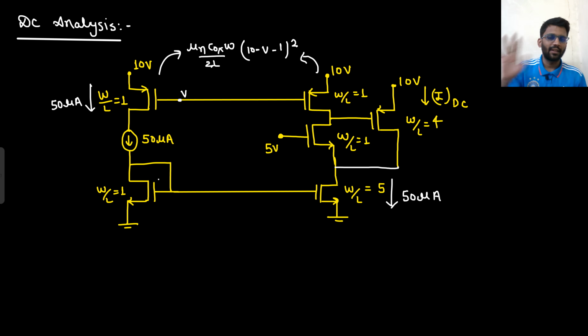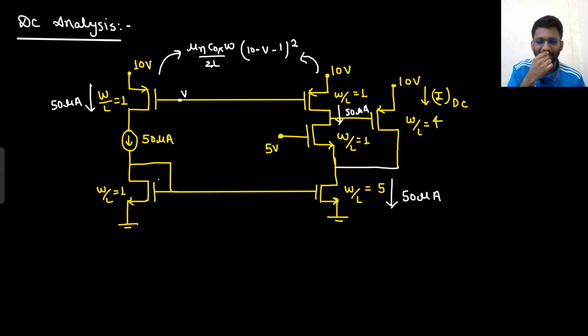Both of them have the same current formula because both of them are working in saturation, both have the same VSG potential, so both will have the same current. So this current will also be 50 microampere. And this drives the 0 ampere current, the gate drives the 0 ampere current. So this current will be 50 microampere. This current would be 50 microampere.